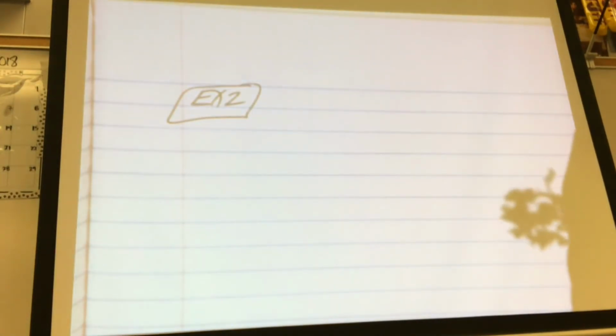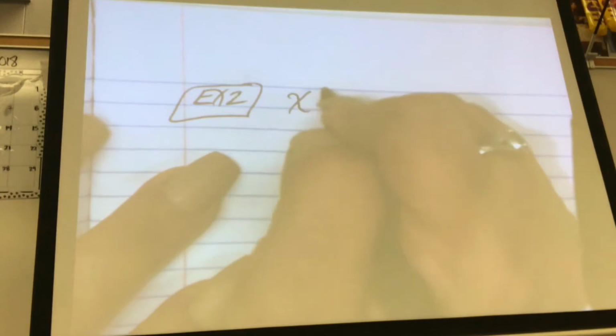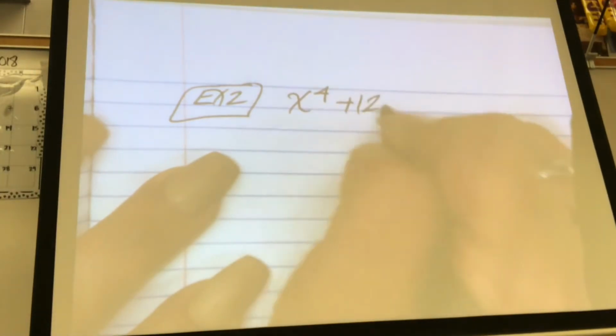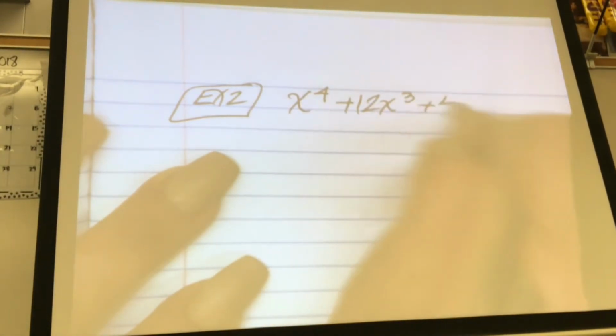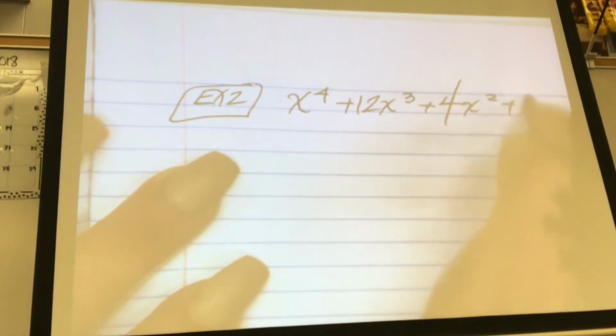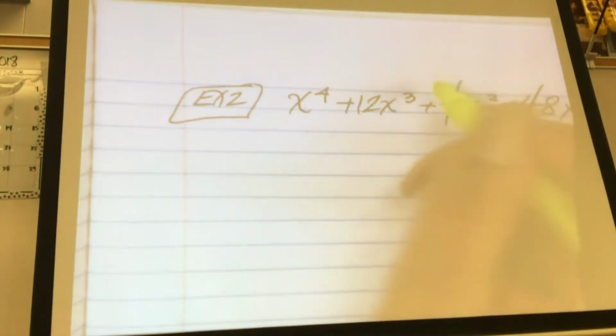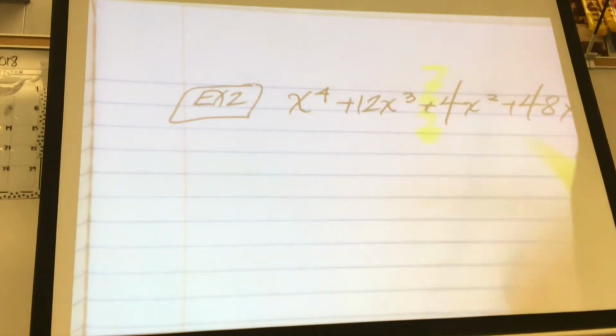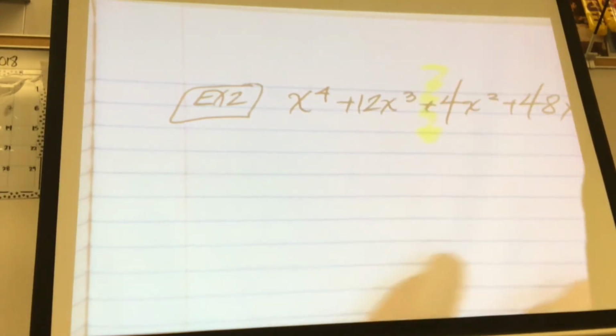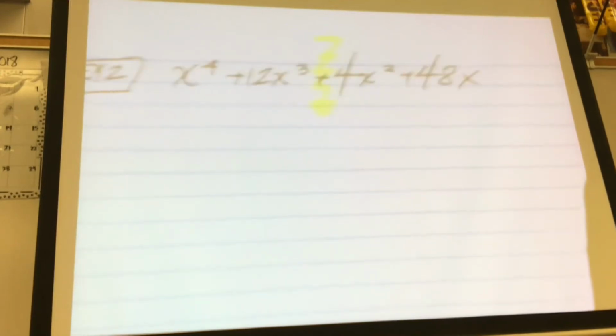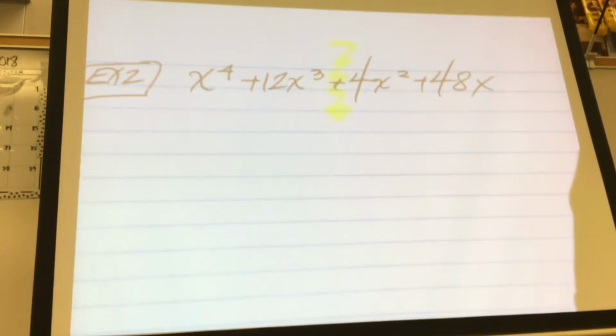Let's start off with one of these bad boys. I have these 4 terms, so I'm automatically going to try factor by grouping. That's my first tool I'm going to use. I'm going to go for the lightning bolt. Hopefully it works. If it doesn't work, I have to try something different.